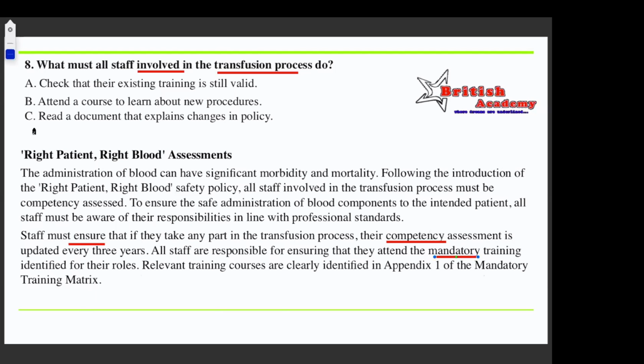What can be the right option? Attending a course to learn about the new procedure? It doesn't say that. Read a document that explains changes in policy? It is not that at all. It says that there is a course which has to be attended. The right option over here is A.